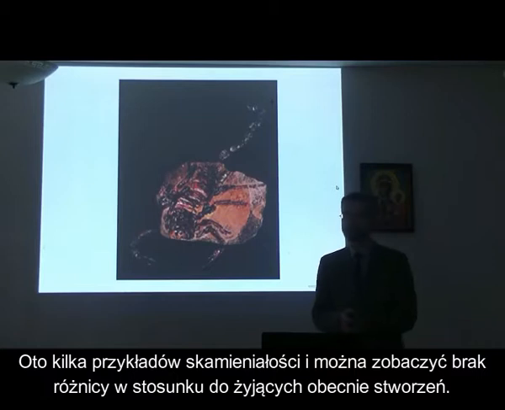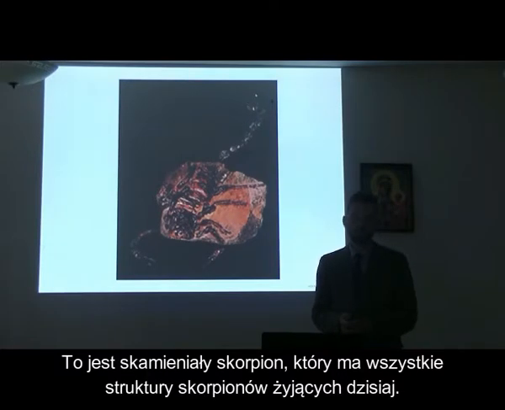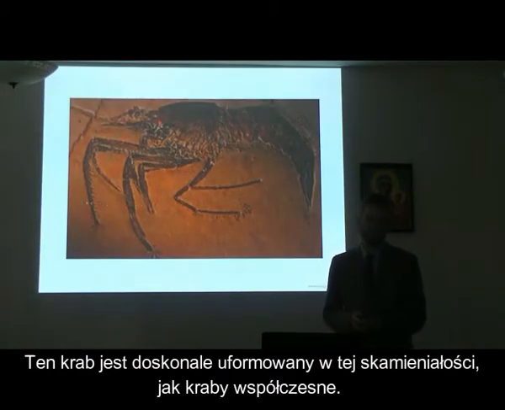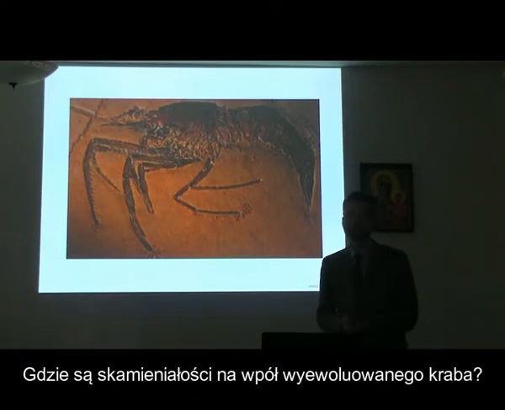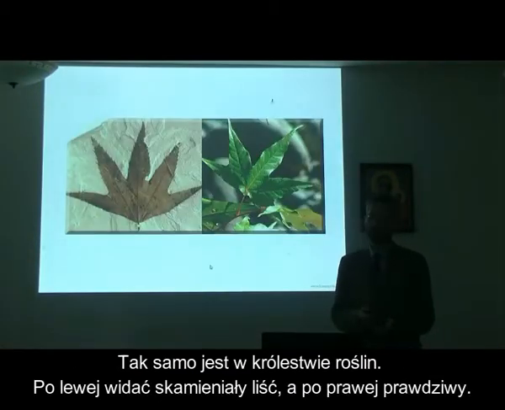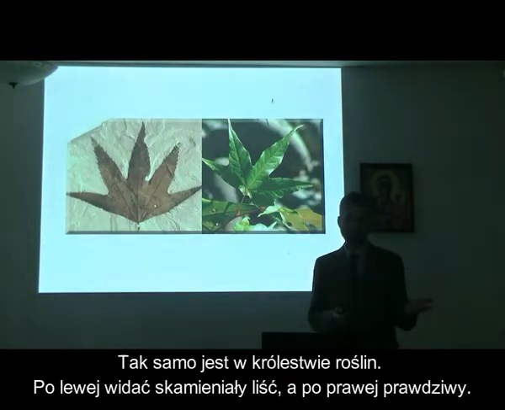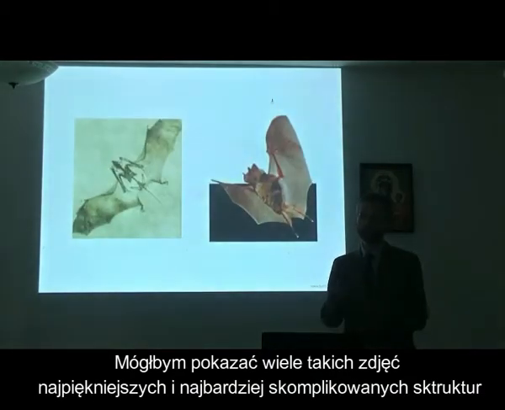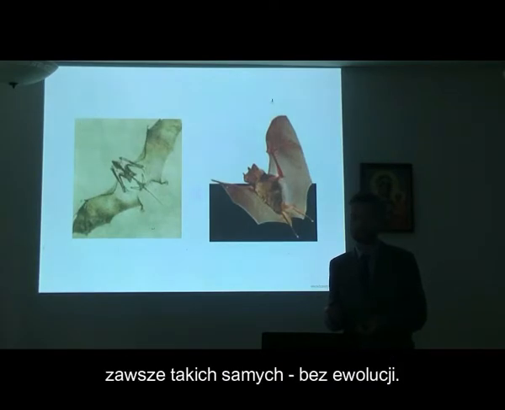Here are some examples of fossils, and you will see no difference to the same creature living today. This is a fossilized scorpion which contains all the structures of today's scorpions. No sign of evolution. This crab is perfectly formed in its fossilized form, like today. Where are the fossils of the half-evolved crab? If you can present them, you will win the Nobel Prize. The same in the plant kingdom. You see this leaf, marble leaf here, and the actual leaf. Many such images I could show to you, the most beautiful and very complicated structures, always the same.